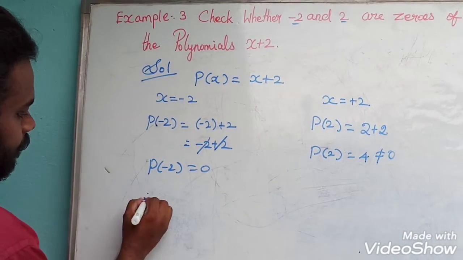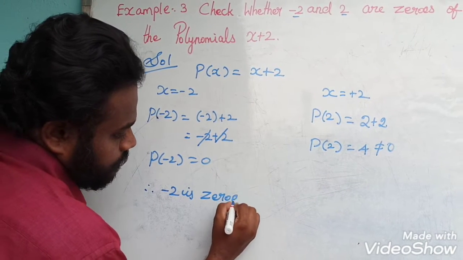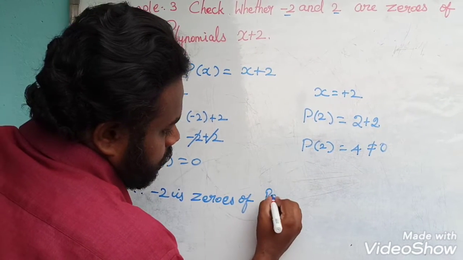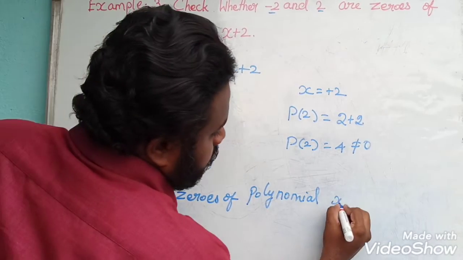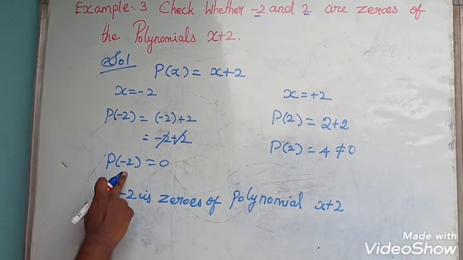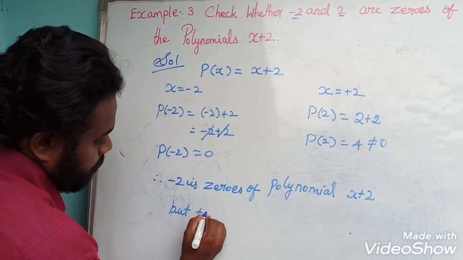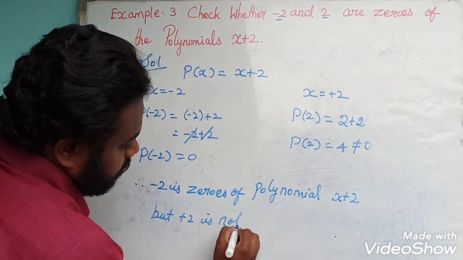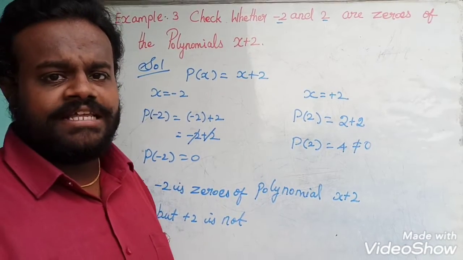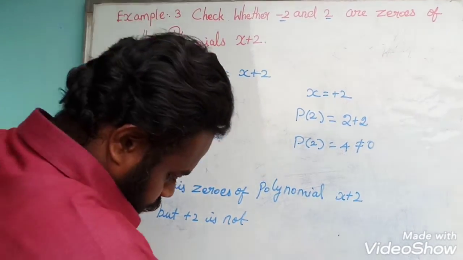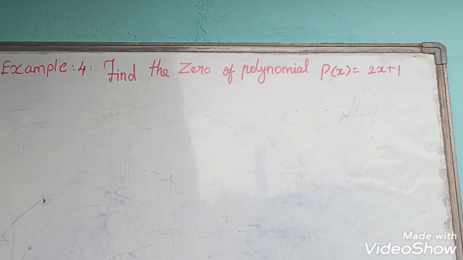So therefore minus 2 is the zero of the polynomial x plus 2, but plus 2 is not, because it is not equal to 0. Next we move on to example number 4. Example number 4. Find the zero of polynomial p of x equal to 2x plus 1.